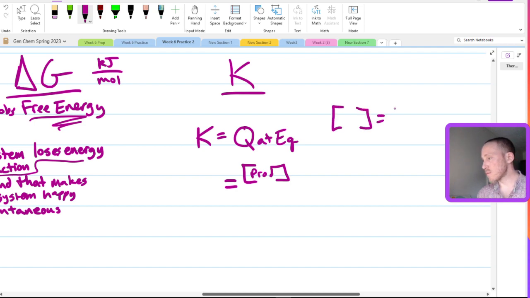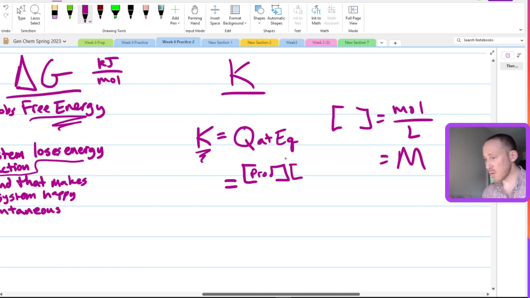That's in terms of moles per liter specifically, which is molar, right? That unit. This has to be that unit. Just keep that in mind if you're going to calculate a K that comports with the conventions that we use.